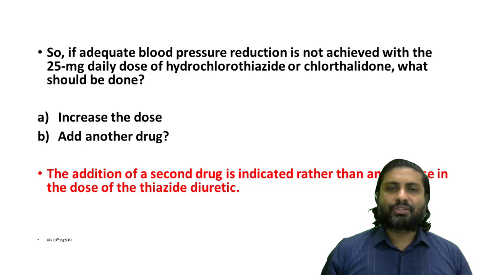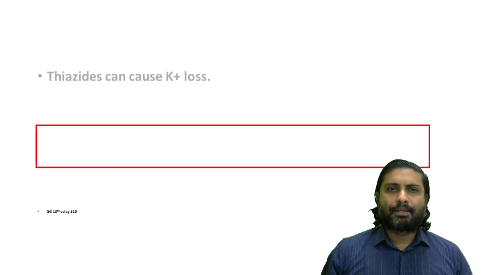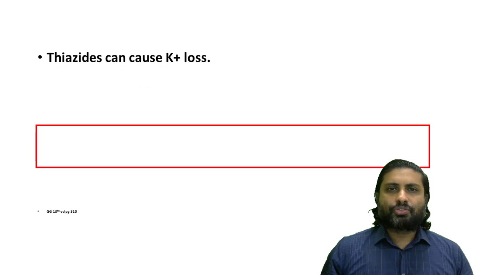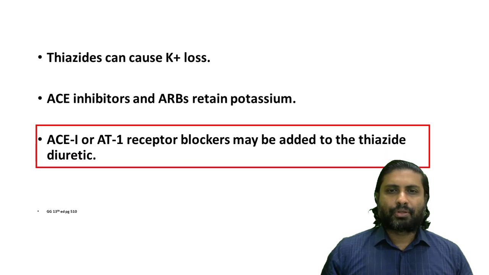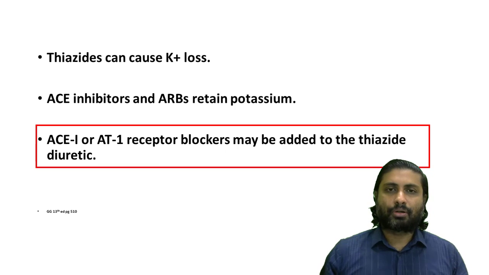Now, which antihypertensive agent would that be? Well, thiazides cause potassium loss, and therefore it's logical to add another antihypertensive agent that would conserve potassium. The obvious choice would be ACE inhibitors or angiotensin receptor blockers. So they may be added to thiazide diuretics if the blood pressure fails to be controlled with a daily dose of 25 milligrams of either hydrochlorothiazide or chlorthalidone.